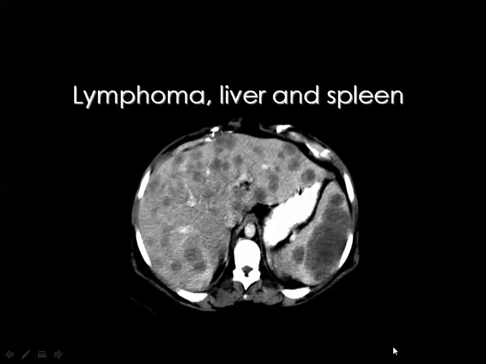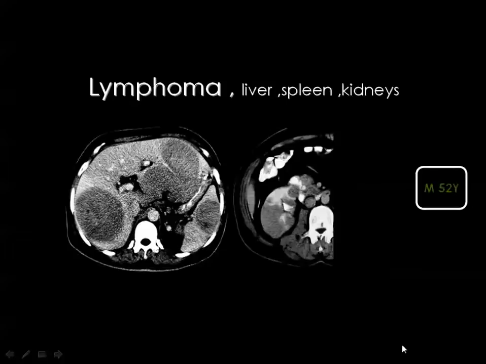And one may ask, if the patient is known to have a primary malignancy, is it possible to have metastasis in the spleen and metastasis in the liver? Yes, it is possible, but you should know first that the patient had a primary malignancy. If you don't know, then the diagnosis of lymphoma is good.